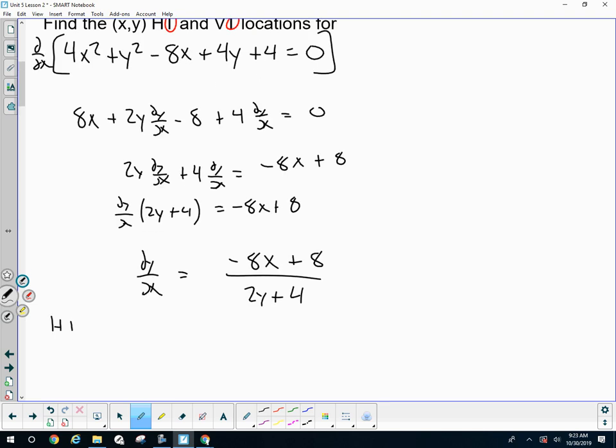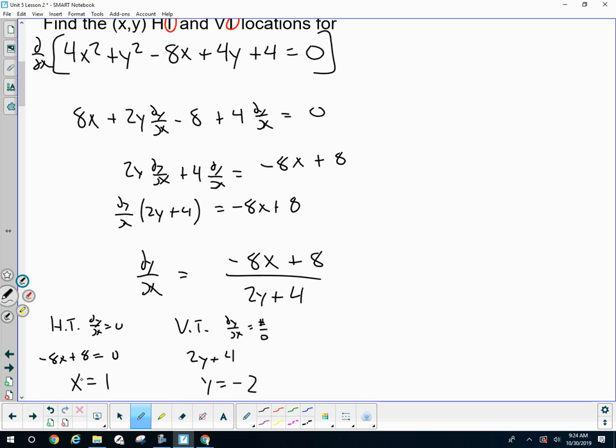So, horizontal tangent. dy/dx equals 0. As long as my numerator equals 0, I'll find the horizontal tangents. x equals 1. Great. Vertical tangents. dy/dx is a number over 0. Denominator equals 0. As long as I find when my denominator equals 0, I'll find all the locations of my vertical tangents. Boom! When x is 1 and y is negative 2.